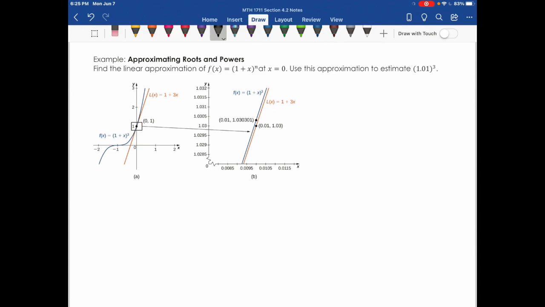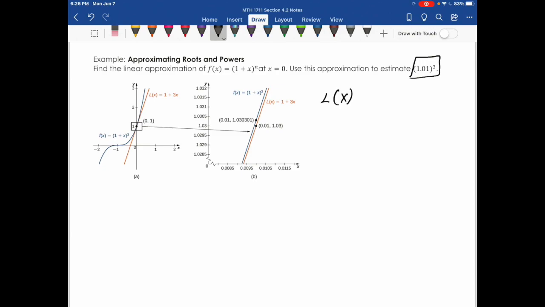Because if I plug in x is 0, then I have 1 to some power. So if x is 0, you'll be able to estimate roots and powers that are near 1. And then once we find that linear approximation, we're going to use it to estimate 1.01 raised to the third, which is certainly near 1.